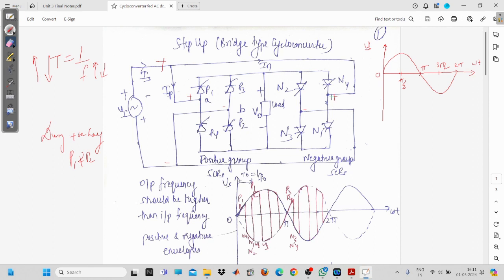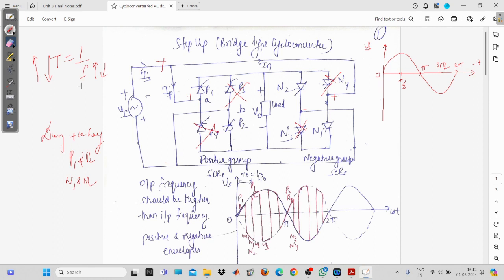Now, similarly, N1 and N2 are in the forward bias condition, or you can say they are in the forward blocking condition. And the remaining two SCRs are in the reverse bias condition, so they are not going to be turned on during the positive half. So P1, P2 and N1, N2. So from the positive group you can have two SCRs operating, the first being P1, P2, and the second group being N1, N2.